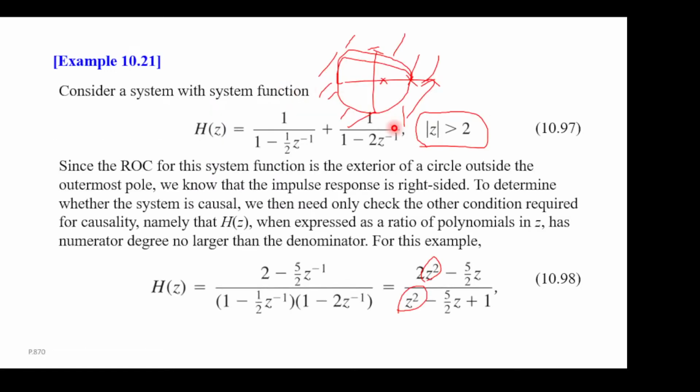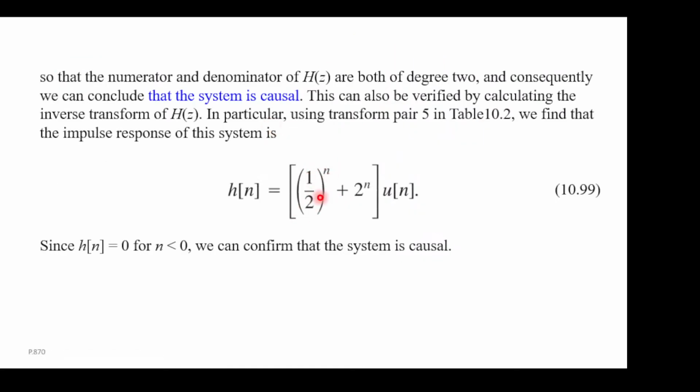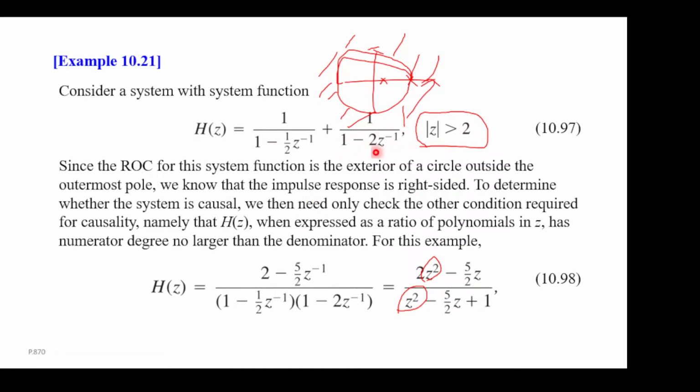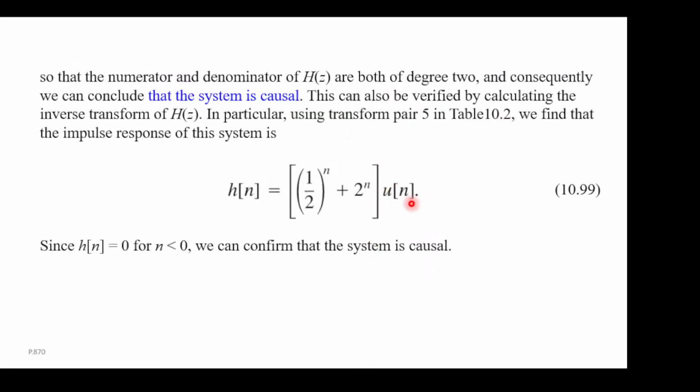And we can also verify, because we have this nice form, by doing the inverse transform just by looking at the partial fractions. This part transforms back to 1/2 to the n, and this part transforms to 2 to the n, both with u of n. So you see that both of them have u of n, and u of n is causal, so this is causal. Yeah, u of n makes everything causal.